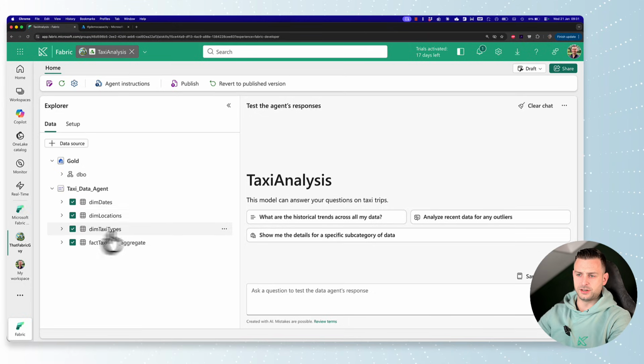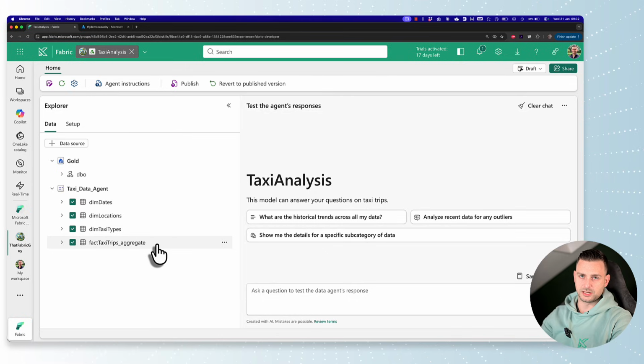Across just 3 dimensions, we have the taxi types: yellow, green, Uber and Lyft and so on. And then we have the dim locations for pickup and dim dates, which is the day for pickup. So this is aggregated by day, by location, and by taxi type. And there's only a couple million lines. So it's about 1,000 times smaller and therefore way faster.